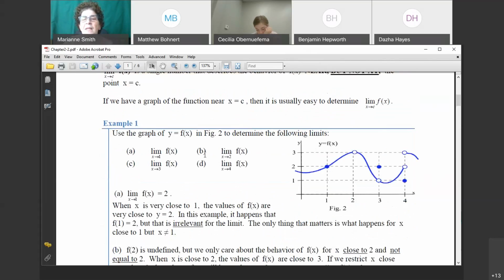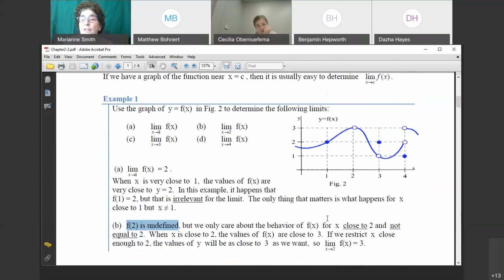Let's look at B. As x approaches 2, what's the limit of f of x? Well, again, riding on the graph from the left, as you get close to 2, you can see that value is getting closer and closer to 3. And as I ride on the graph from the right towards x equals 2, the graph is getting closer and closer to 3. So the limit as x approaches 2 is 3, even though the value right at 2 of the function, f of 2, as they say down here, is undefined.